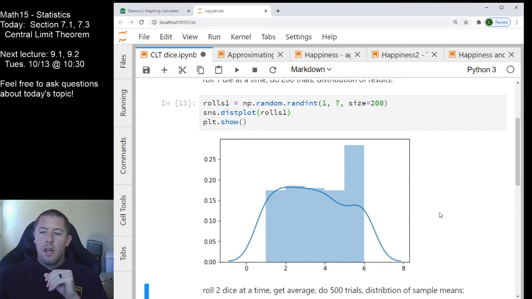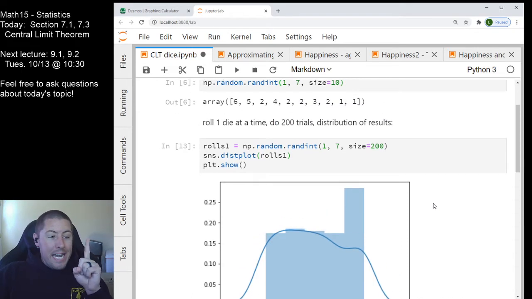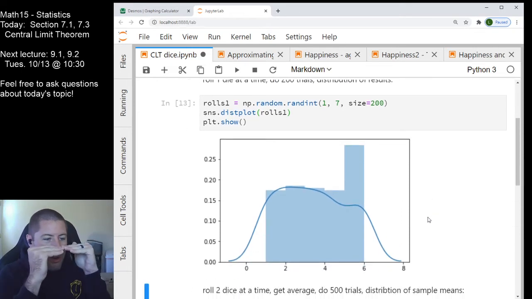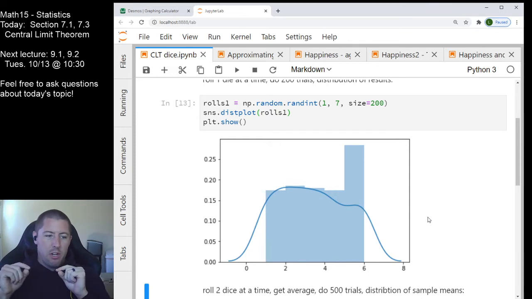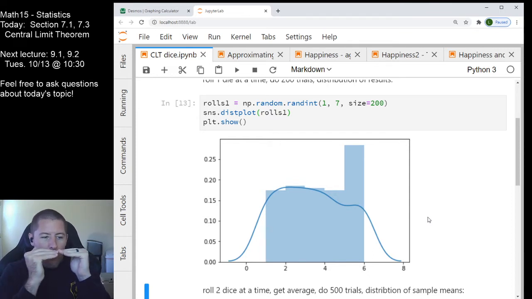So the point is this. All we're doing right now is rolling one die, and we are seeing uniform results. That is not a bell-shaped curve right there. That is much, much closer to our rectangular-shaped curves than our bell-shaped curve.